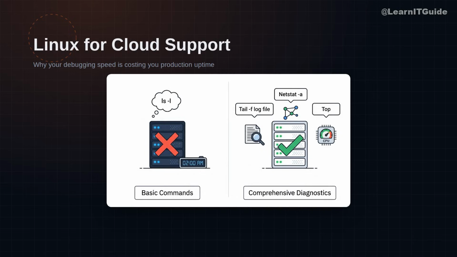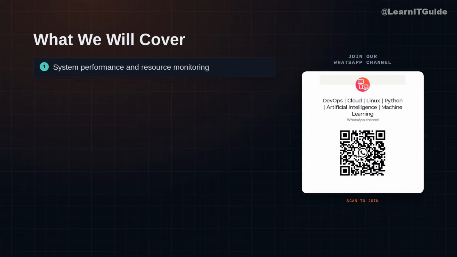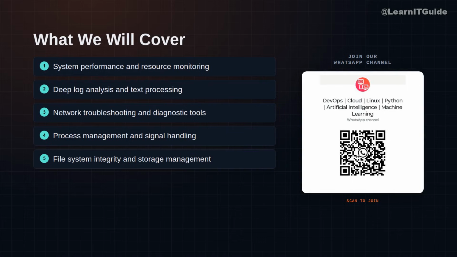Engineers. Most tutorials teach you how to list files, but that will not help you when a production server is unresponsive at 2 a.m. This video focuses on the high-impact commands that actually solve real-world cloud infrastructure problems. Let us dive into the toolkit that separates junior support staff from senior cloud reliability engineers. Specifically, we will cover system performance monitoring, advanced log analysis, network diagnostics, process management, and file system integrity. These are the tools you will use every single day to triage cloud incidents.